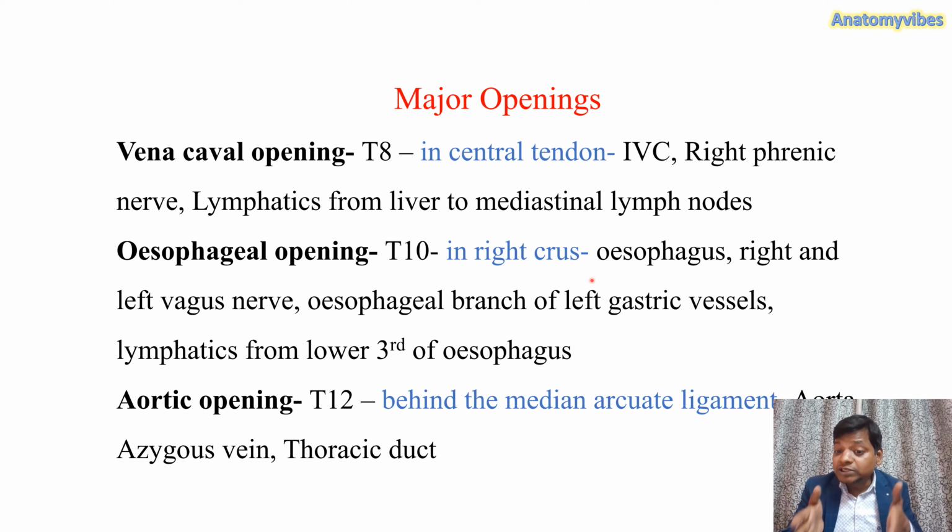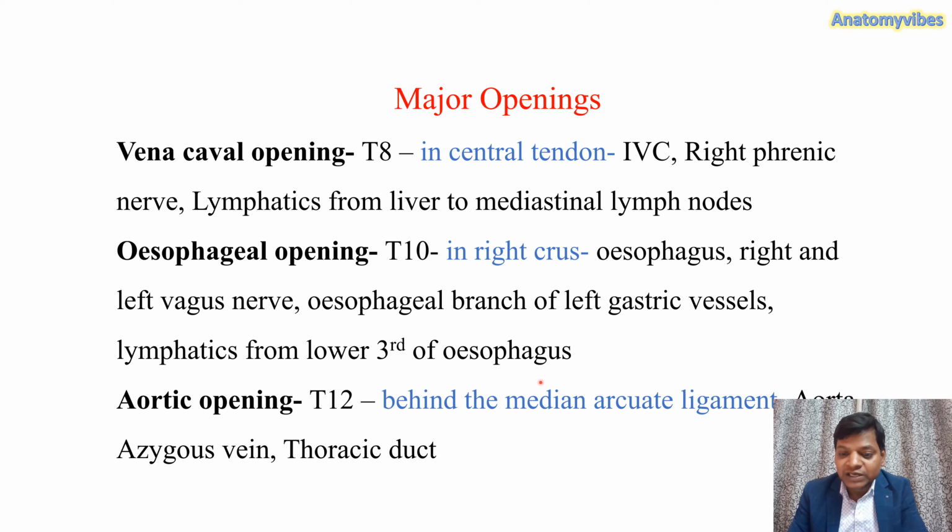Simple. On both sides of the esophagus, we have the vagus nerves, right and left vagus, which go to supply the abdominal viscera, the parasympathetic supply. So right and left vagus nerves will pass along the esophagus through the esophageal opening. Now the lower part of the esophagus is supplied by arteries coming from the abdominal region. Those are the left gastric vessels. So the esophageal branch of the left gastric vessels will also pass through the esophageal opening, and so will the lymphatics of the lower third of the esophagus.